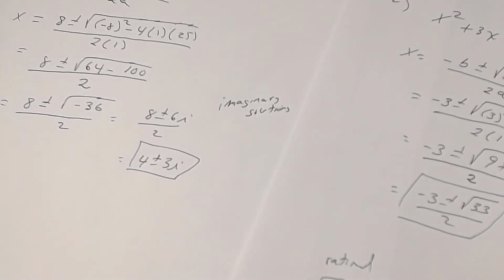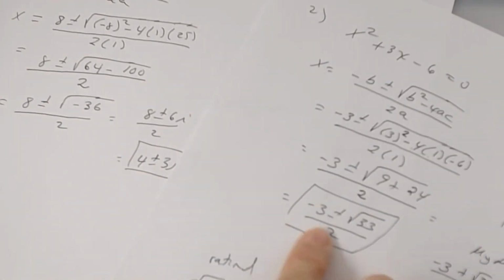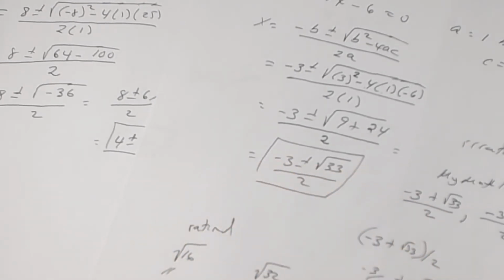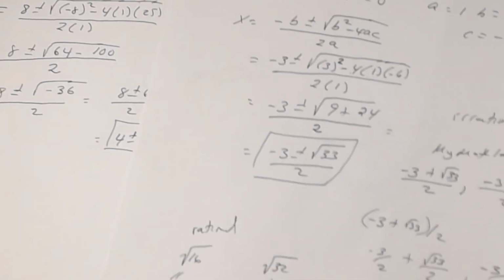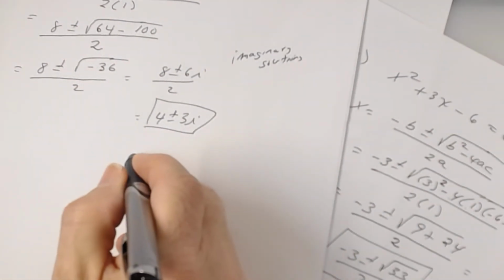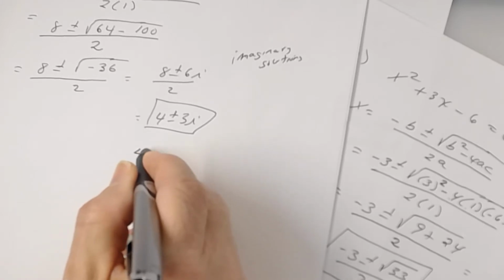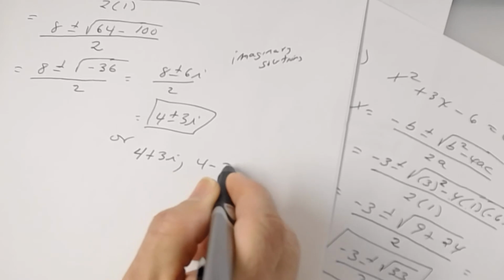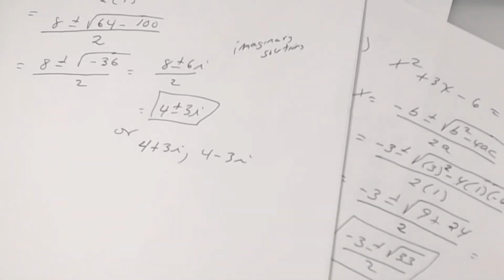Okay? Here, nothing here besides 1 is a common factor. Now, in my math lab, you're going to say this. What are you going to say? 4 plus 3i? 4 minus 3i. Okay? All right, let's do one more with quadratic formula.